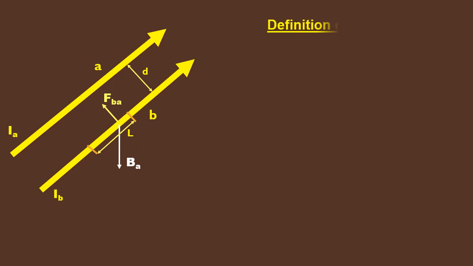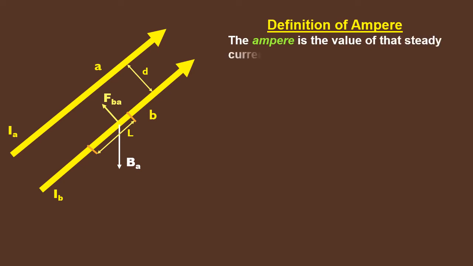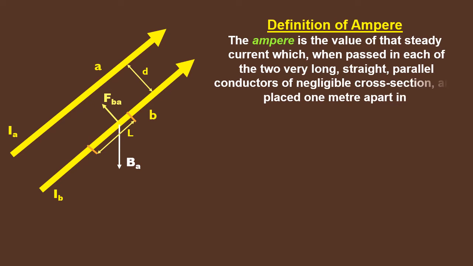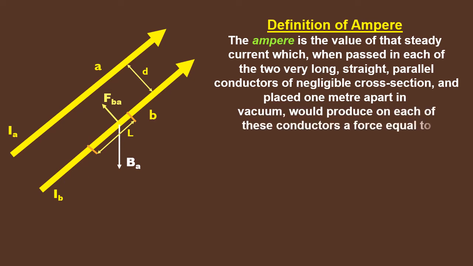From the above expression of force, we can also define the ampere. So the definition of the ampere is like this. The ampere is the value of that steady current which, when passing through each of two conductors of negligible cross section placed 1 meter apart in vacuum, would produce a force per unit length of 2 into 10 raised to the minus 7 Newton per meter. So I would explain this.